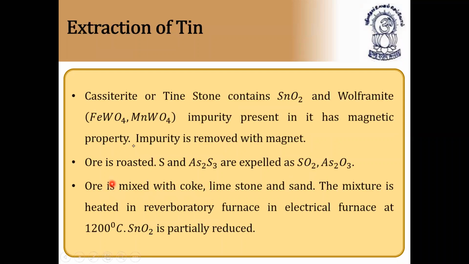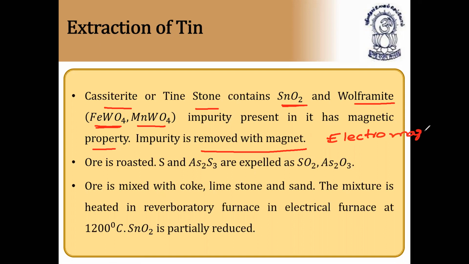Next, we have extraction of tin from cassiterite ore. Cassiterite or tin stone contains tin dioxide, and wolframite contains iron tungsten oxide and manganese tungsten oxide. W is tungsten. The impurity present in it has a magnetic property, so the impurity is removed with a magnet. That's why first we do concentration by electromagnetic separation. How will you concentrate cassiterite ore? By means of electromagnetic separation.